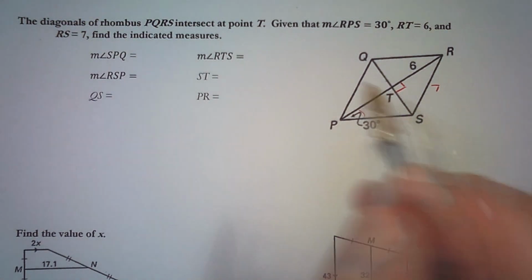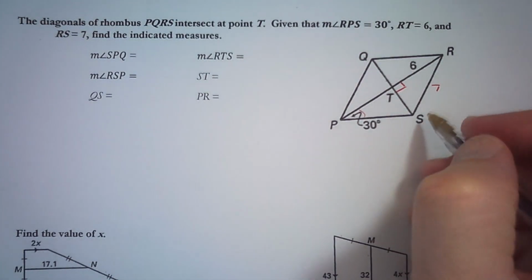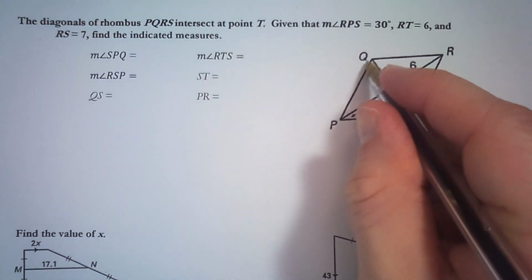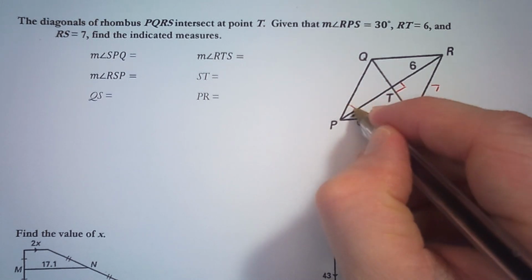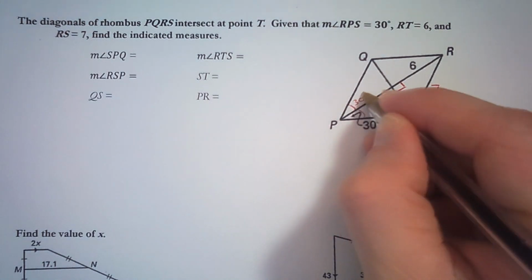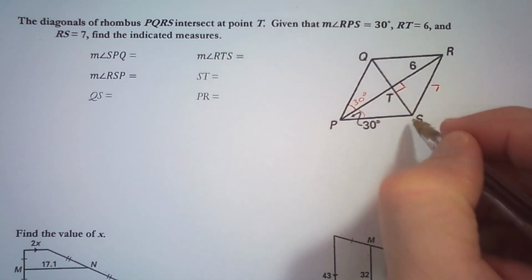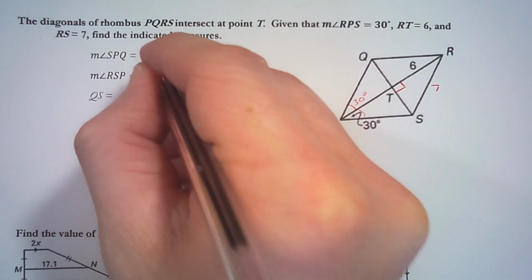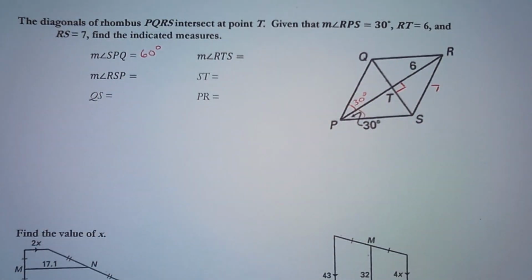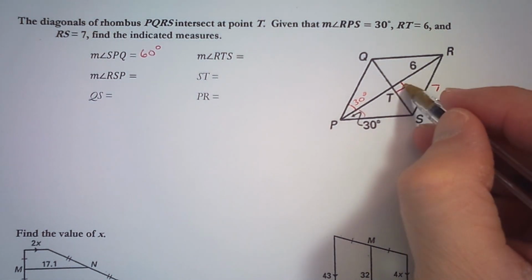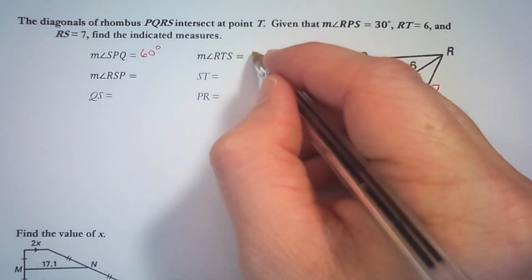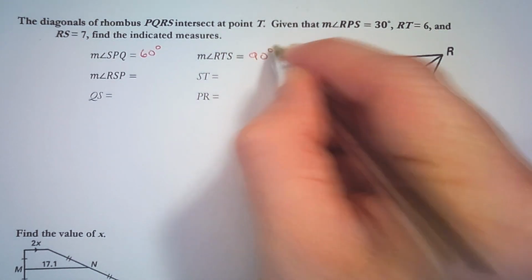Okay, so the first thing is the measure of angle SPQ. SPQ, the diagonals of a rhombus bisect the angle, so this is 30 degrees right here. So SPQ is 30 plus 30, 60 degrees. The measure of angle RTS, so that's right here at T. Diagonals of a rhombus are perpendicular, so that is 90 degrees.